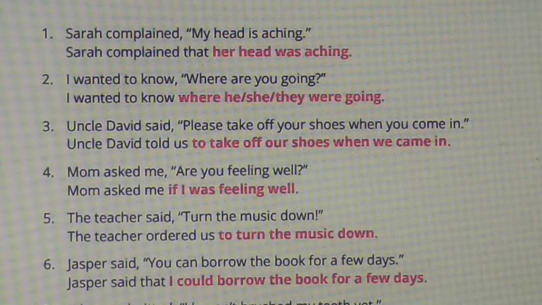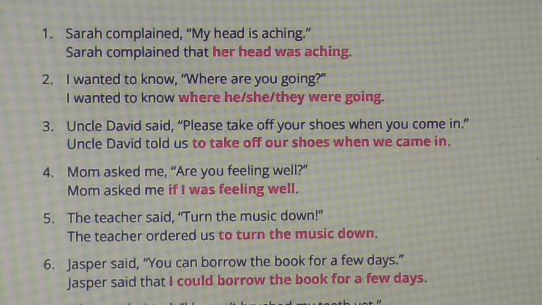Mom asked me, are you feeling well? Mom asked me if I was feeling well. The teacher said, turn the music down. She's ordering, so the teacher ordered us to turn the music down.